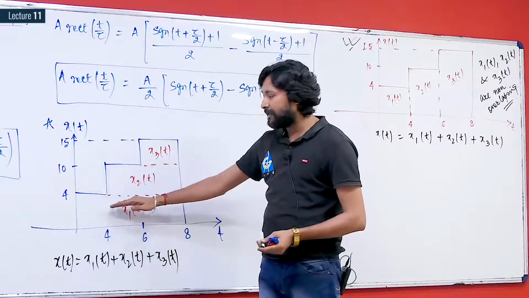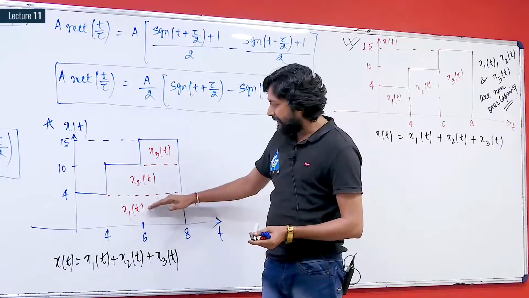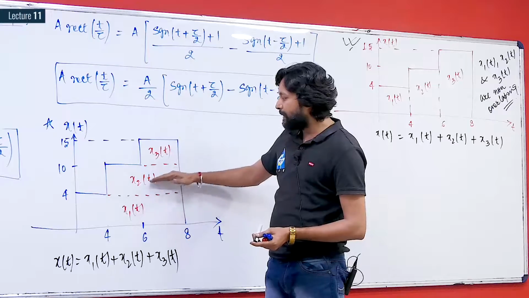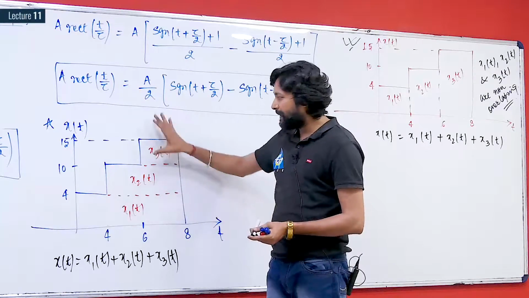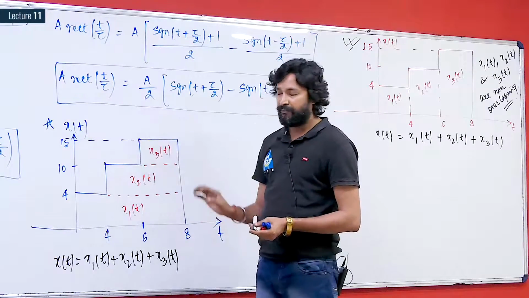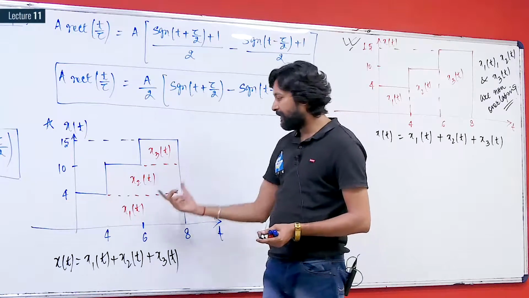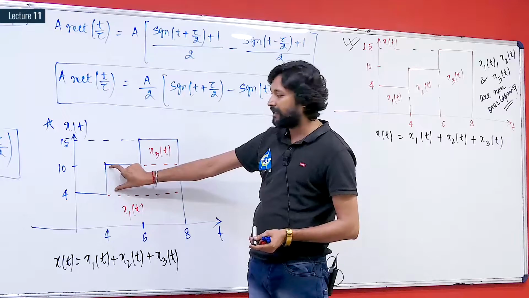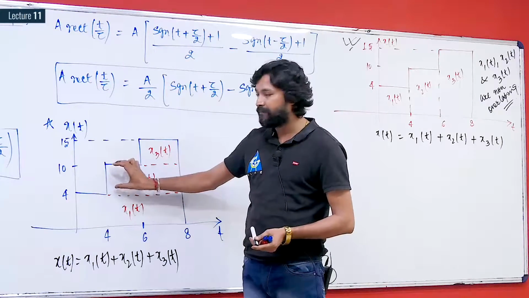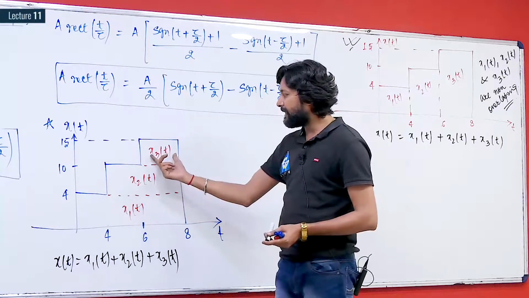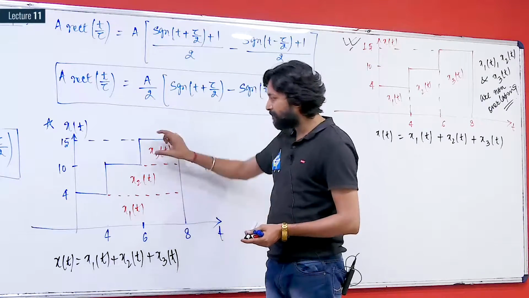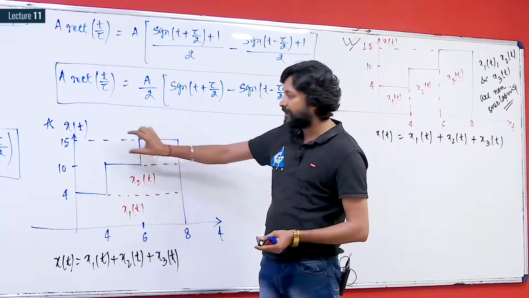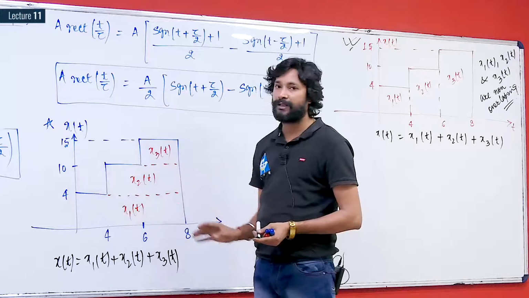That is, you can suppose that these functions are superimposed on one another to find the total function x of t. So in case of x2 of t, the width is 4 seconds, but the height or amplitude of this rectangle is going to be 10 minus 4, that is 6. Similarly, for this x3 of t, the width will be 2 seconds and the height is going to be the difference of these two values, that is 15 minus 10, which equals 5.